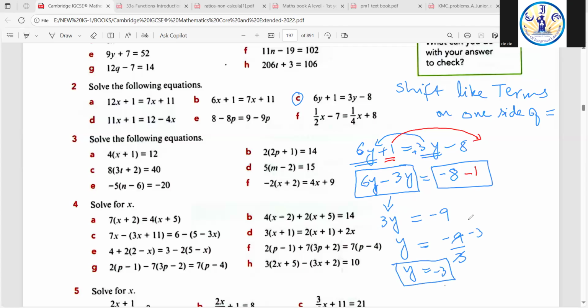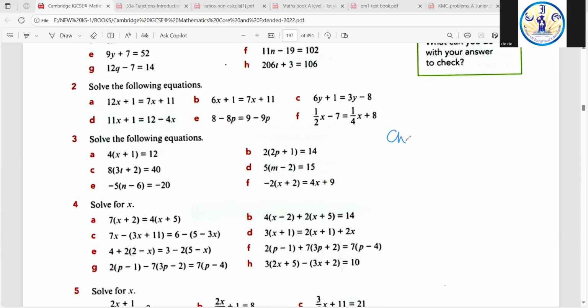So this is how we do the solution. We haven't checked the solution yet. If it is the requirement of the question, we can do it as we have been doing in the previous cases. For example, let me solve this one for checking as well.